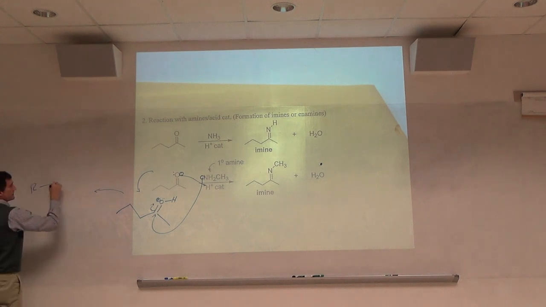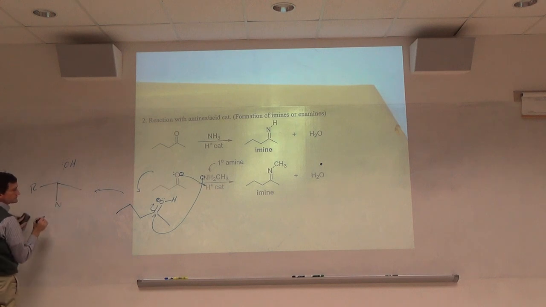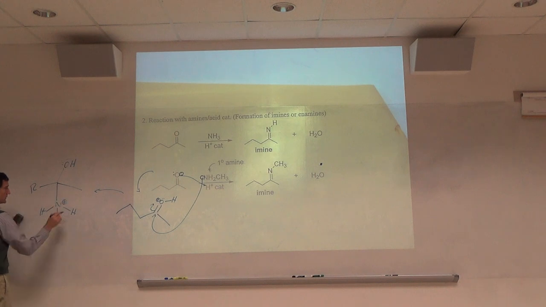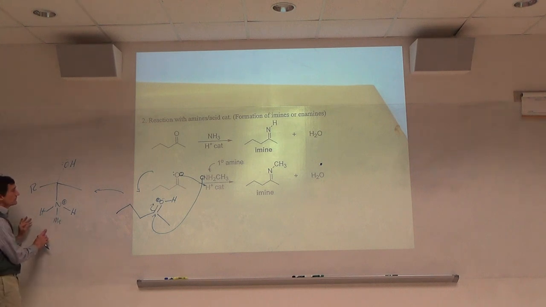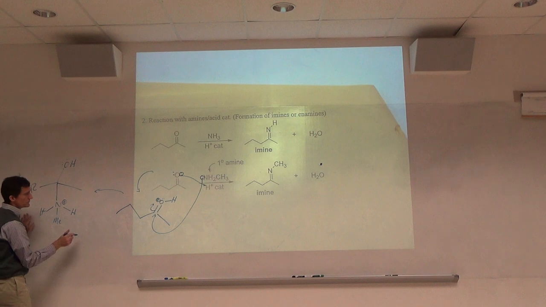I'm just going to call this R, electrons up. The OH, and the methyl on the nitrogen. Nitrogen has two H's and a methyl, and that's a plus charge. What do you want to do next? Proton transfer from where to where? This looks like an acidic proton. Yes, we can do proton transfer.